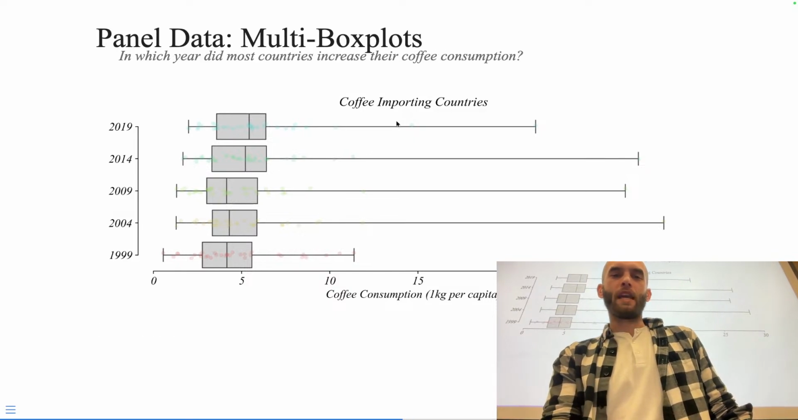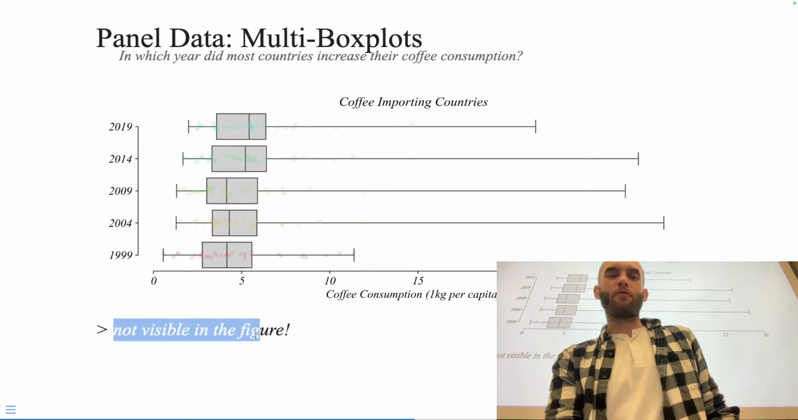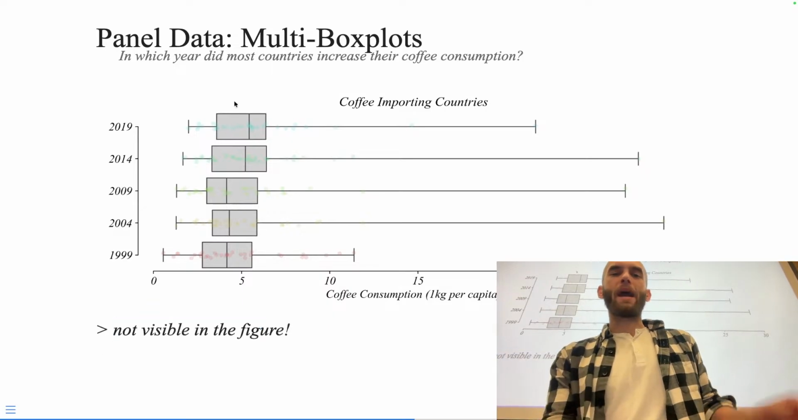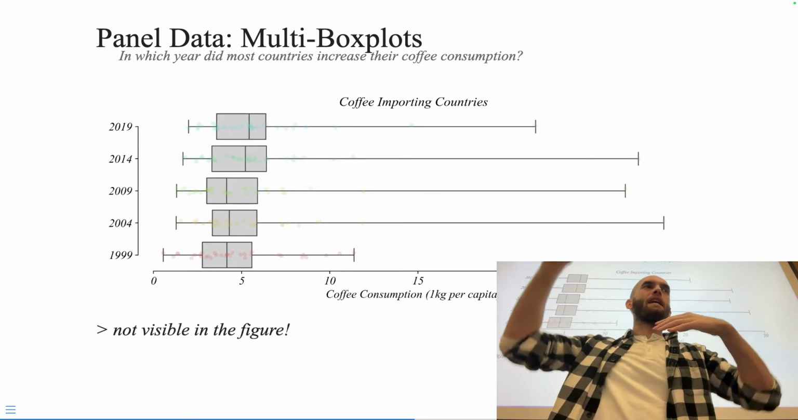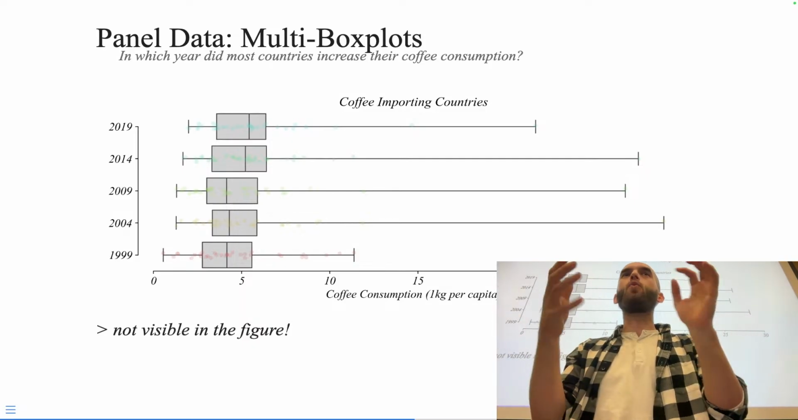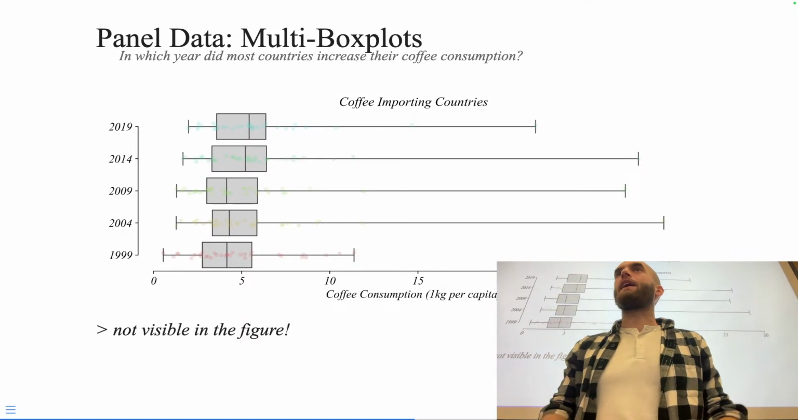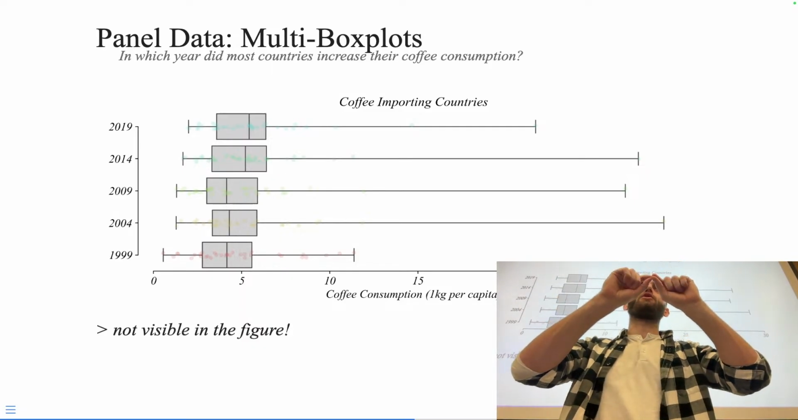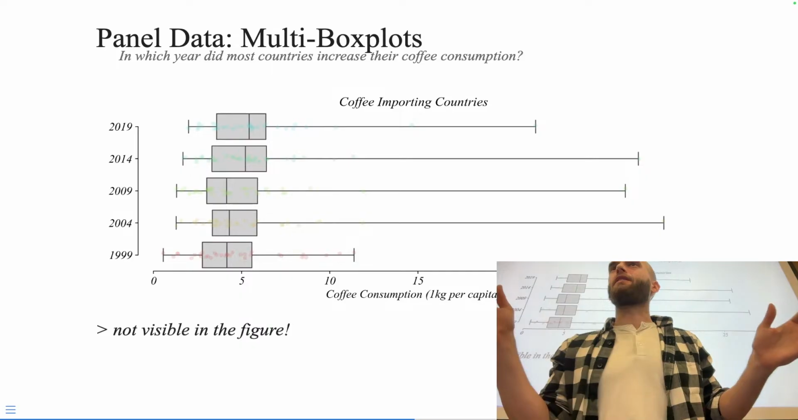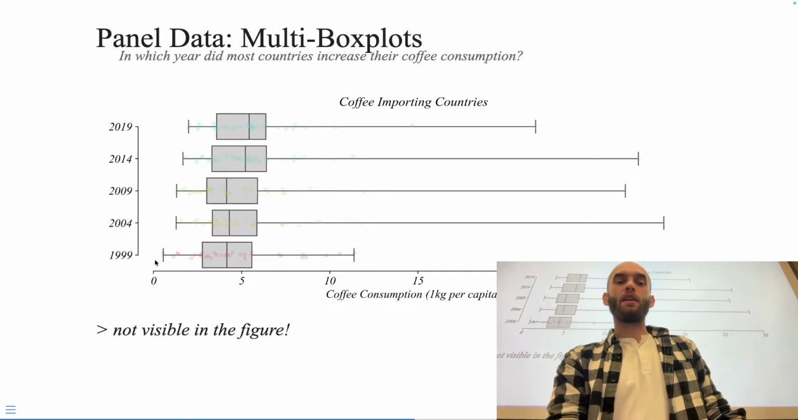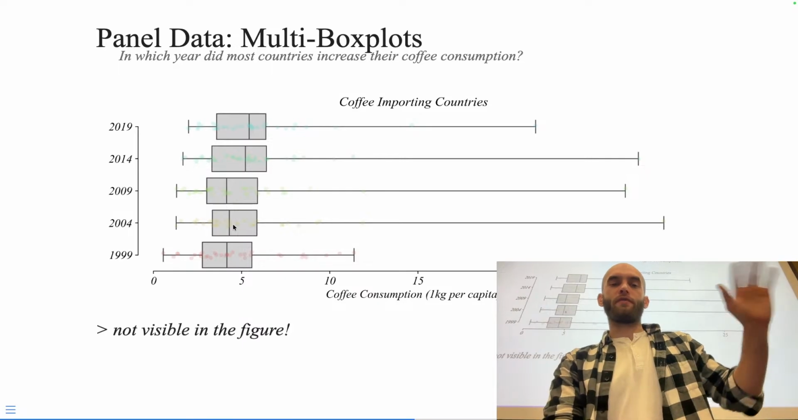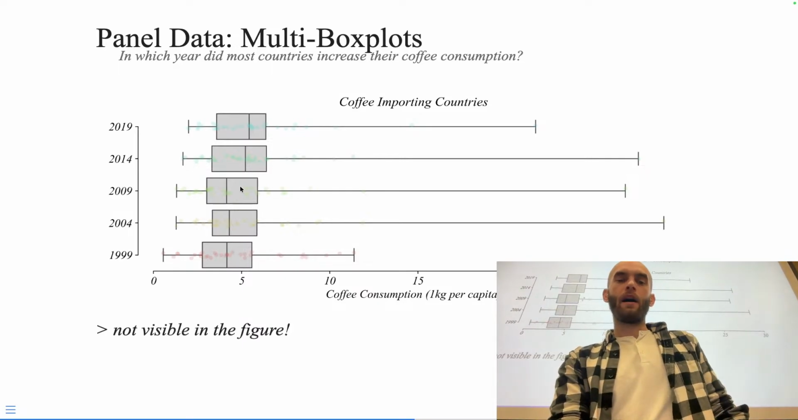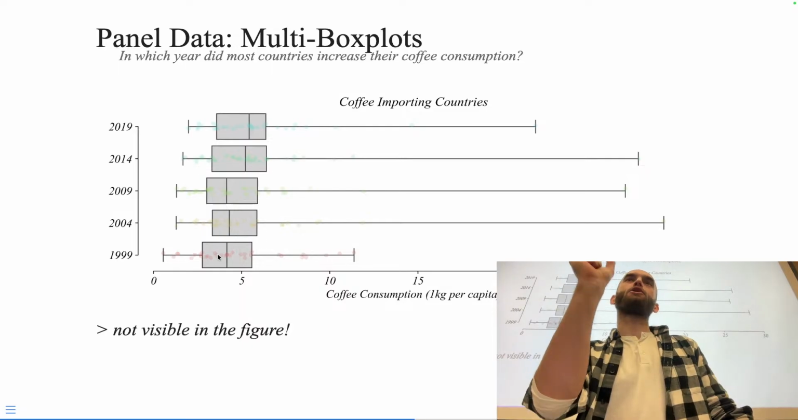So the answer is, like we talked about last time, it's not visible in this figure. Comparing one country to another across years is just opaque, right? We can't do that in this figure. We don't know where the same country shows up in one box plot versus the other. So even though we can see the quartiles are increasing generally through time, so each one of these box plots generally shifts out, we don't know the particular changes by country.